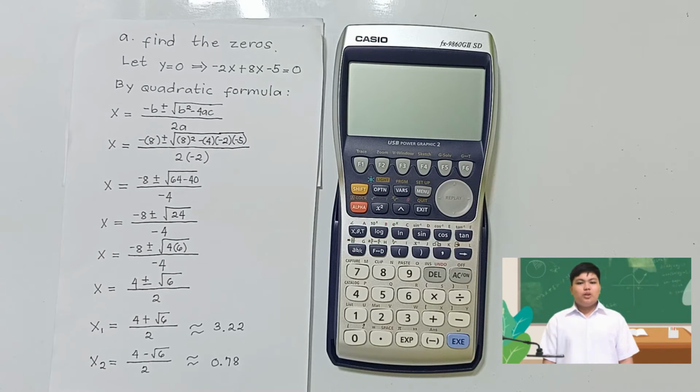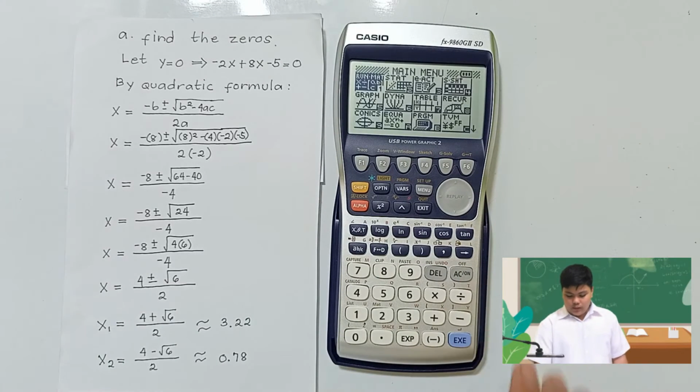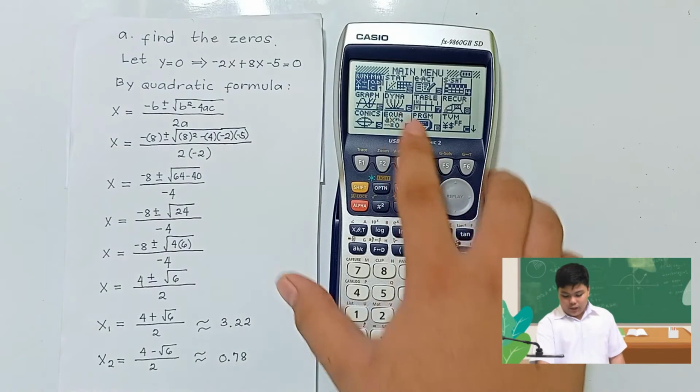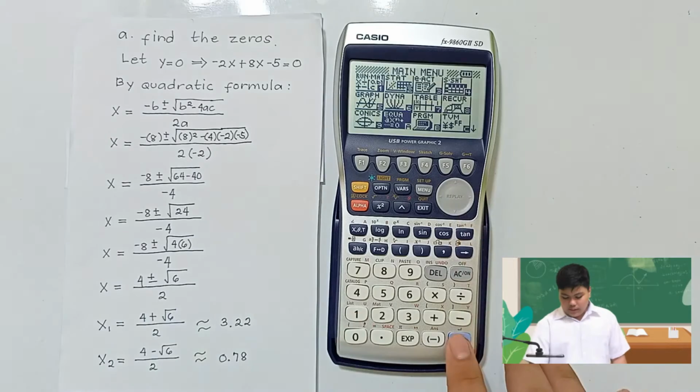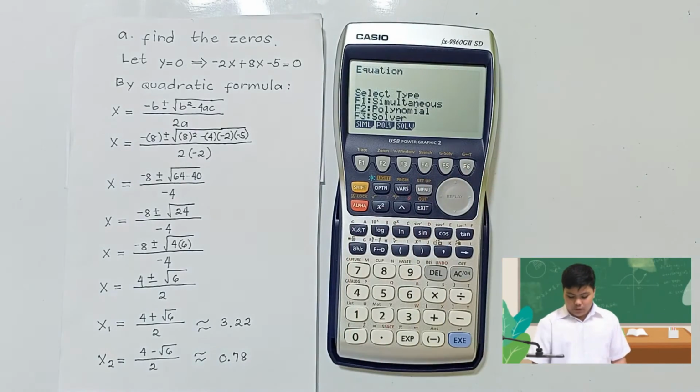So now let's try solving it using the graphing calculator. The first thing to do is to turn on your calculator by pressing this power button. Then the main menu will pop up on your calculator screen. To find the zero, we need to select the equation icon by pressing this button, then execute, or you can just simply press the alpha then A button. Then this will pop up on your calculator screen.